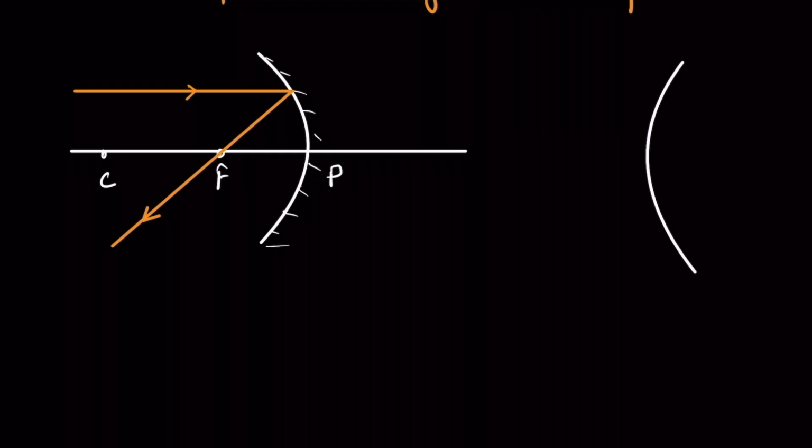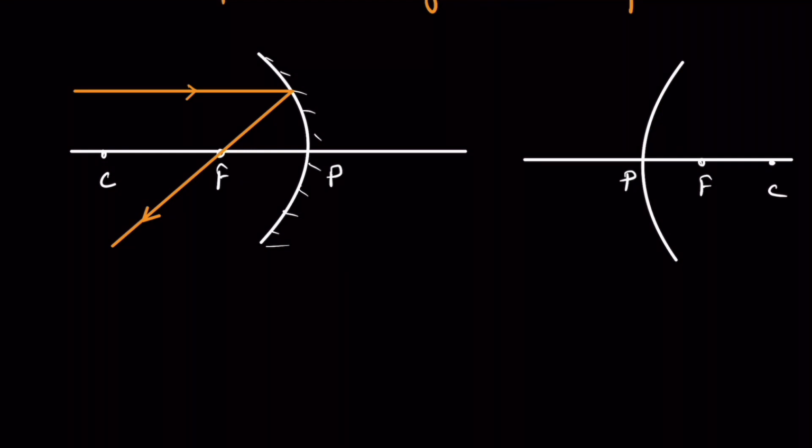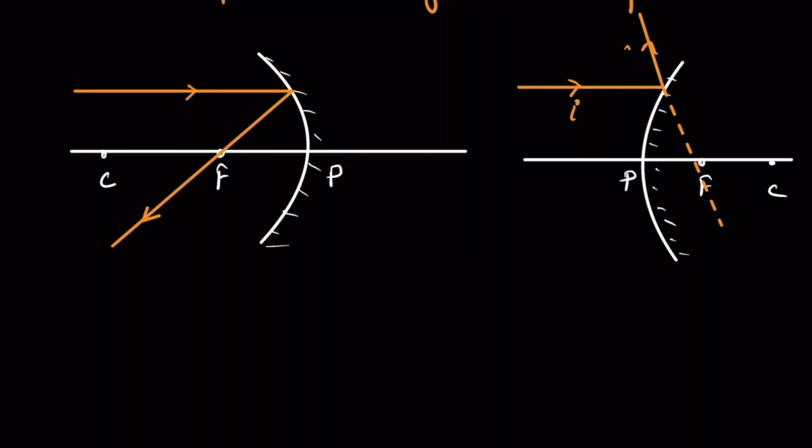So this is our convex mirror. Here is the principal axis, pole, focus, center of curvature. If we take the incident ray that is parallel to the principal axis, we know that it is diverging in nature. So then after that, it will pass through the focus. This is the incident ray. This is the reflected ray.